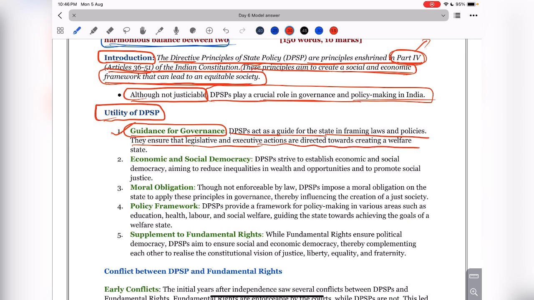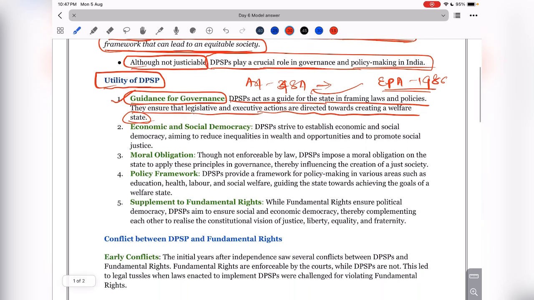Okay, just I am giving an example, you might be knowing Article 48A talked about protection of environment and forest. So we have passed the Environmental Protection Act 1986. So this act is passed because it is mentioned in the DPSP. Because 48A mentioned that protection of environment and forest, we have enacted the Environmental Protection Act 1986 to protect and preserve the environment.